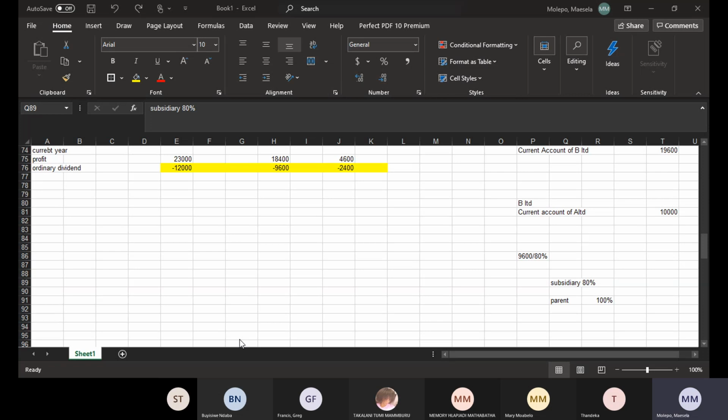But the current account of B Limited is sitting on 10,000. It's the opposite of that one. Is it clear before the elimination?